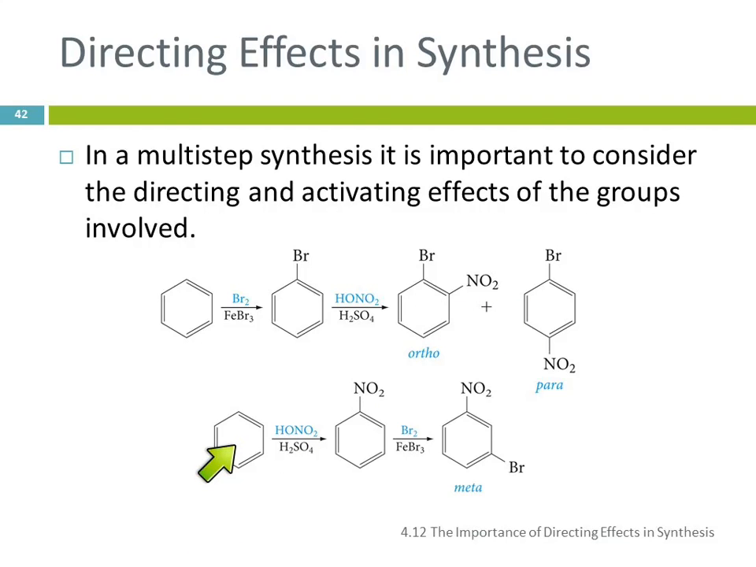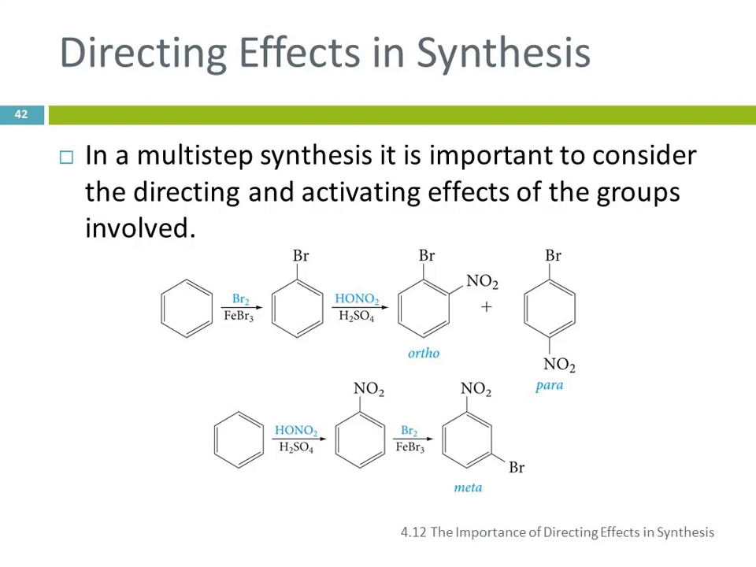If we do it in the reverse order and do the nitration first, this nitro group is meta-directing. And so then when we add the bromine, we get the meta. And so by doing these in a specific order, we can tailor what sort of product we're going to end up with.